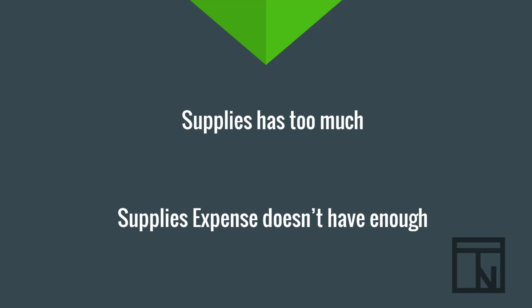Now, in the accounting world, we have special terms for this. Whenever you have an account that has too much money in it, we call that being overstated. So we would say that our supplies account is overstated because it has too much money in it. And then our supplies expense account, we would say that it's understated because it doesn't have enough money in it. So those are just terms that you'll see in the accounting world and ones that you'll want to remember. But one of the biggest issues with this supplies entry is right now our supplies is overstated and our supplies expense is understated. So we need to fix that.